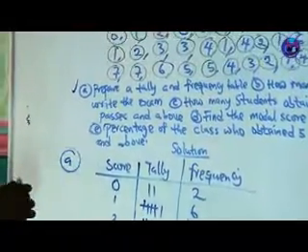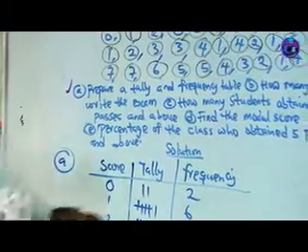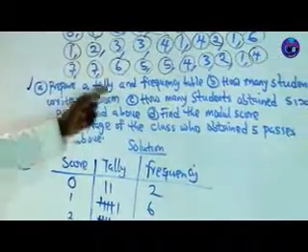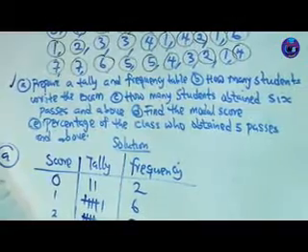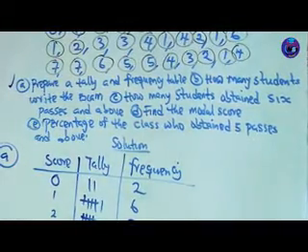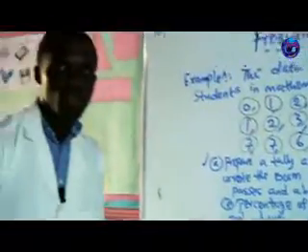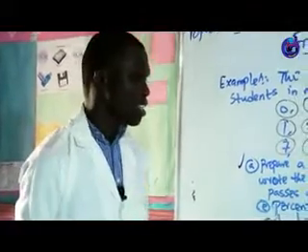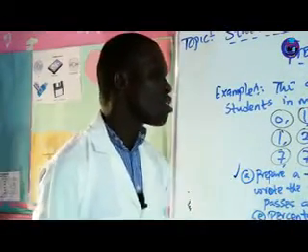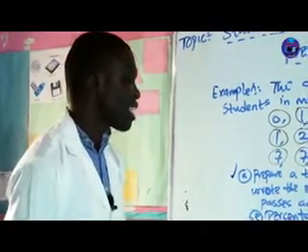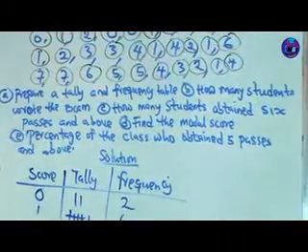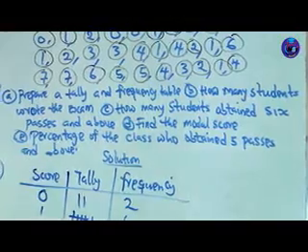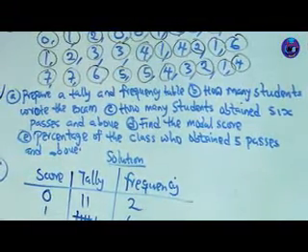This is A. Now, we want to look at B. How many students wrote the exam? That means it will be 30. So 30 students wrote the exam. Okay, now let's look at C part. How many students obtain 6 passes and above?